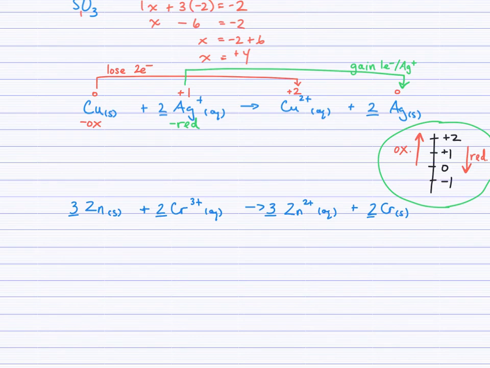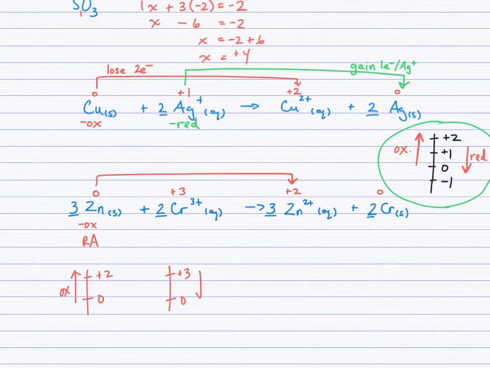As you assign oxidation numbers, you'll see that the substance that is being oxidized is always the substance whose oxidation number is increasing. So the zinc is moving from 0 to positive 2. So on a number line going from 0 up to positive 2, that's oxidation. And so the zinc is being oxidized. That makes it the reducing agent. The chromium, on the other hand, is going from positive 3 down to 0. The oxidation number is decreasing. This substance is being reduced. And so that would make it the oxidizing agent.